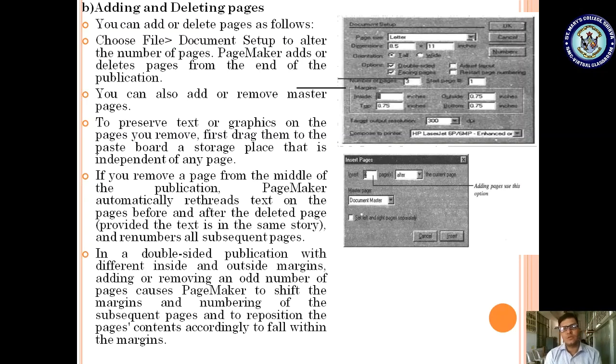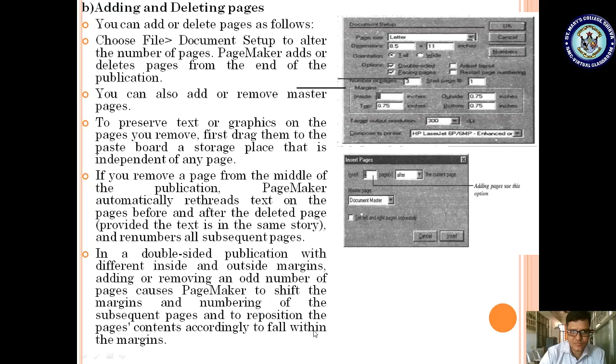Choose the File menu, go to Document Setup to alter the number of pages. PageMaker adds or deletes pages from the end of the publication. Now we are seeing adding and deleting pages. You can add or delete pages as follows: choose File, Document Setup to alter the number of pages. PageMaker adds or deletes pages from the end of the publication.